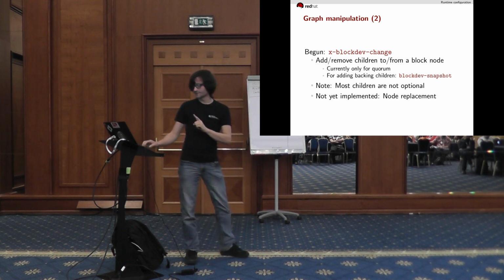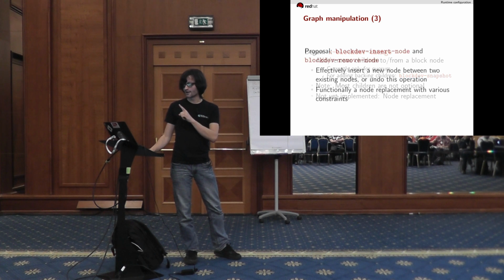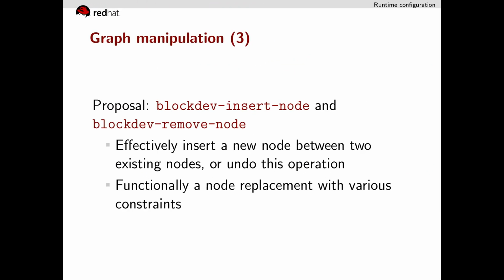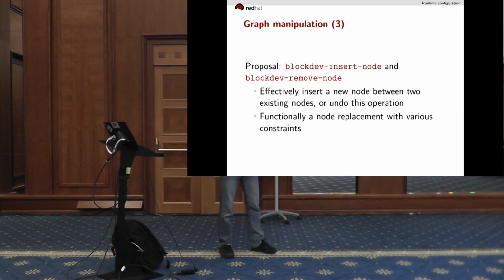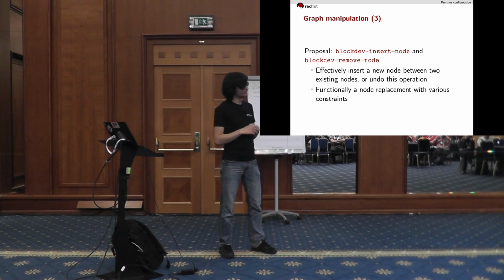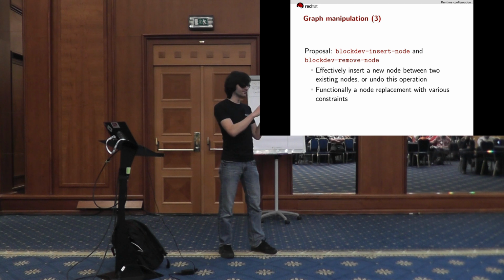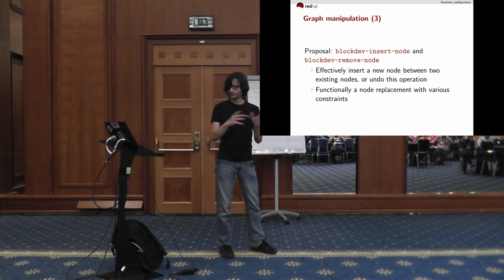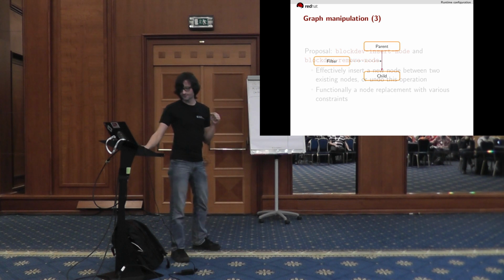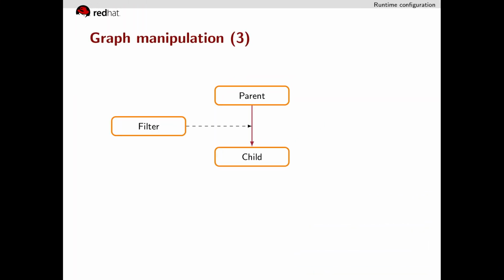Especially for this use case, we also have a new proposal by Manos on the upstream list called blockdev-insert-node and blockdev-remove-node. These commands would do exactly that. You could use them to insert filter nodes into a chain or remove filter nodes from a chain. Let's just look at an example because that will make it easier.